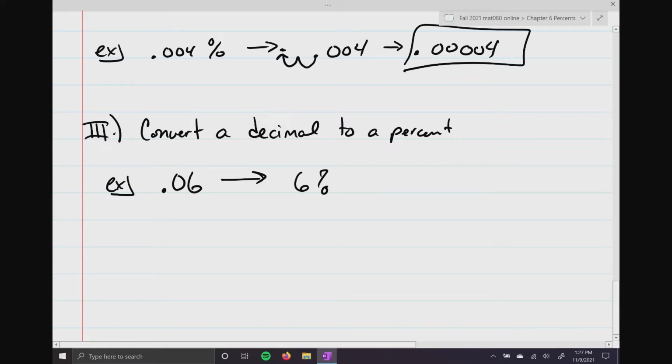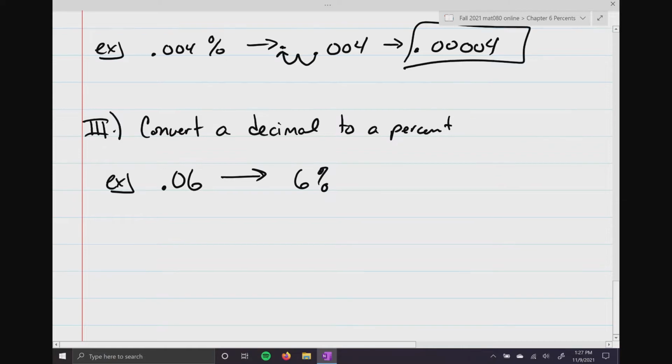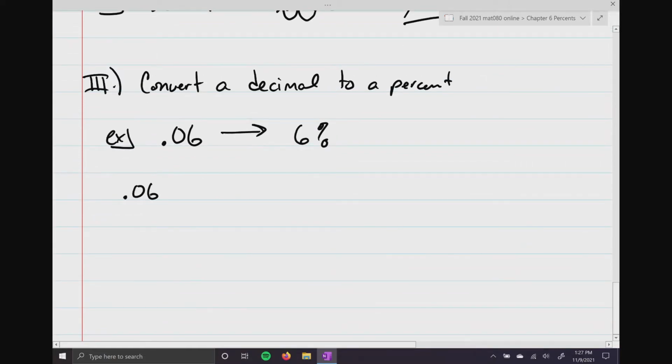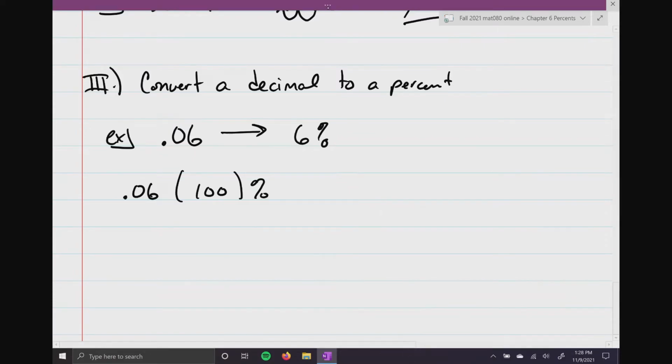The question becomes, well, how do you do that? Well, you take the decimal, 0.06, and what you're going to do is multiply it by 100 and then add a percent symbol on the end. So whenever you multiply a decimal by 100, what you're really doing is moving the decimal place to the right.